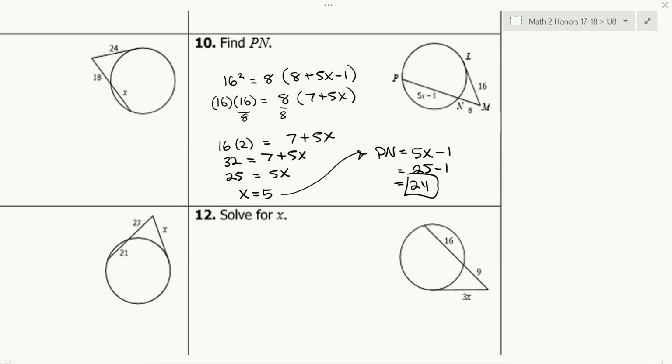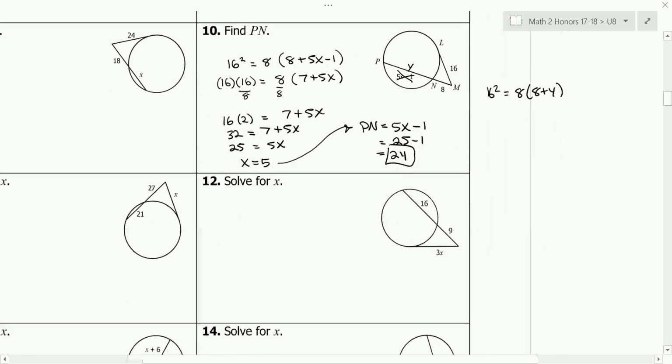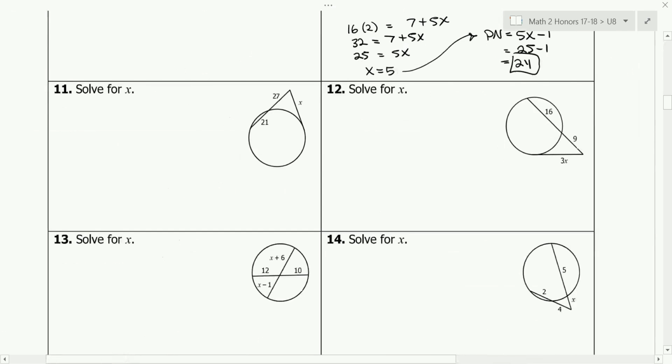You could have also looked ahead and said, you know what? I just want Pn. I don't want x. So forget about that 5x minus 1. I'm just going to put a y there and solve for y. You could do that, right? How would that look? That would say, well, 16 squared is 8 times 8 plus y. And solve for y and you have the answer. Okay. All right. Well, I didn't trick you too much on that one.